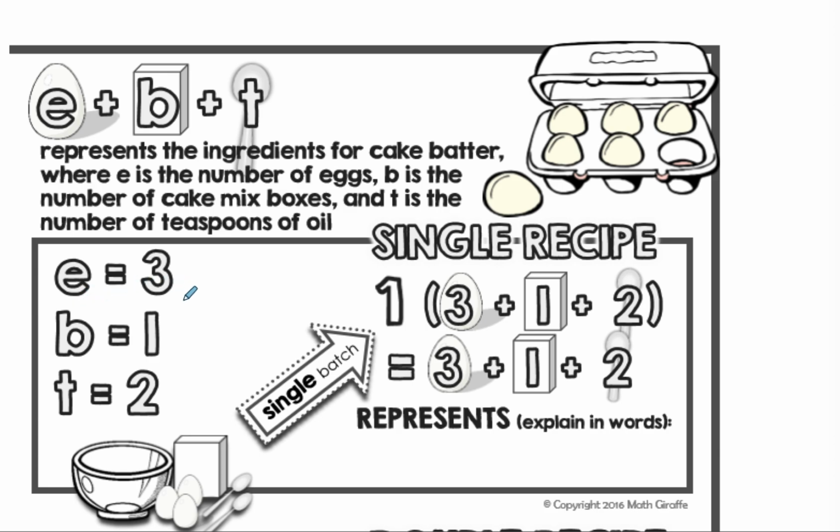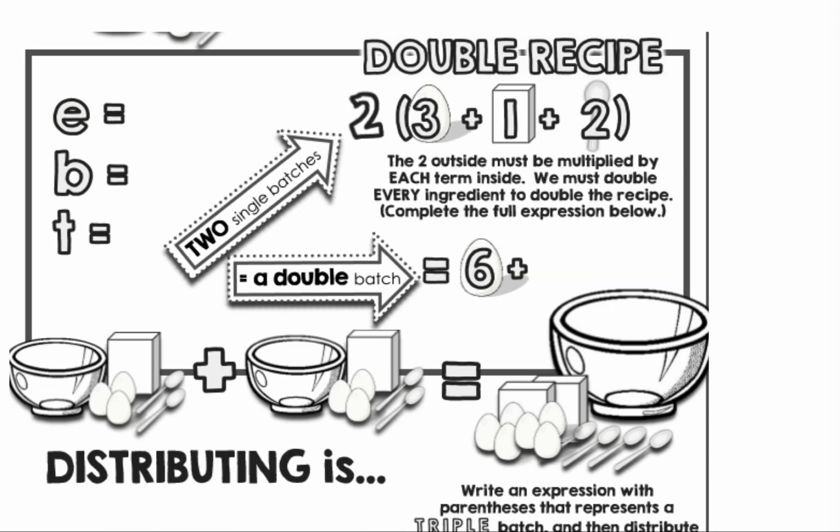Okay, so that's what my different variables are standing for. My eggs are 3, box is 1, teaspoon is 2. So that is my single batch. So now I'm going to go ahead and take a look at making double the batch. Okay, so 2 single batches. I need 2 sets of 3 eggs. That's going to give me 6 eggs. We're taking this 2 and we're multiplying it times each thing.